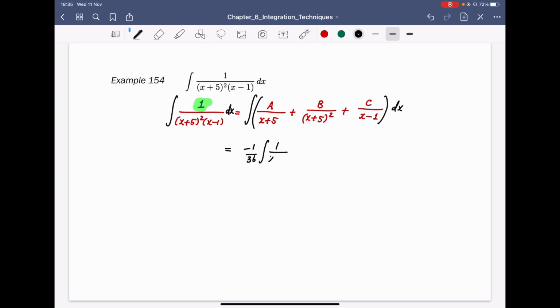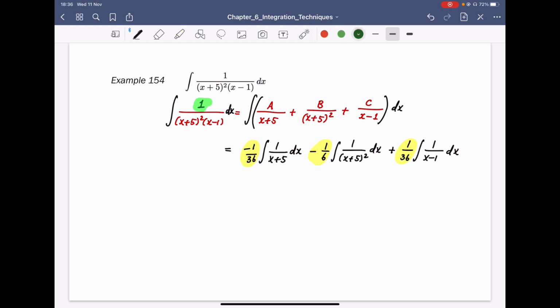Integrate 1 over x plus 5 dx. And then I already computed B, that is negative 1 over 6. Integrate 1 over x plus 5 squared dx. And then the last one, I already computed C, which is 1 over 36. Integrate 1 over x minus 1 dx. So these three constants A, B, and C are from the previous slide.